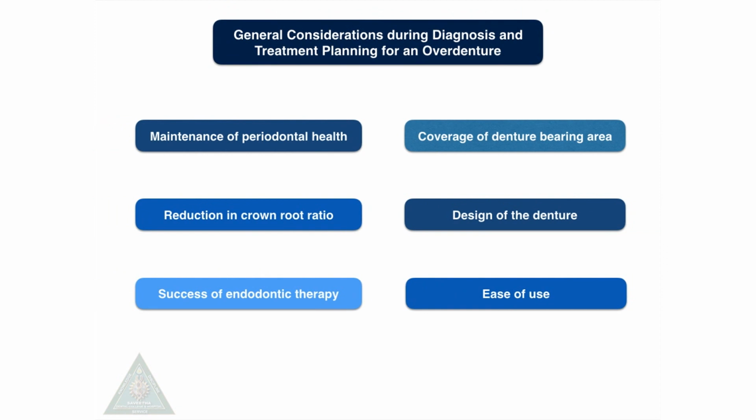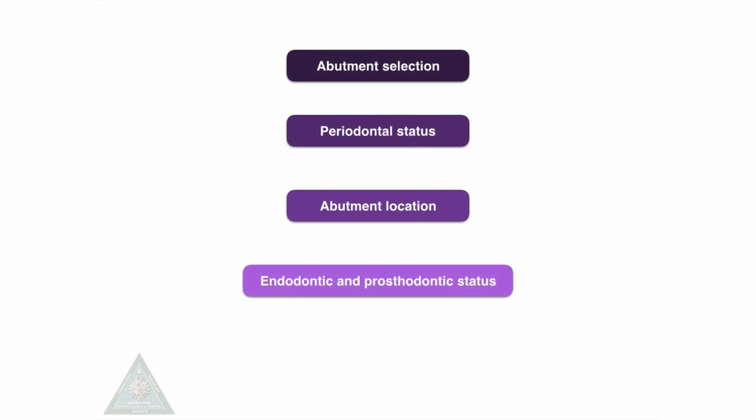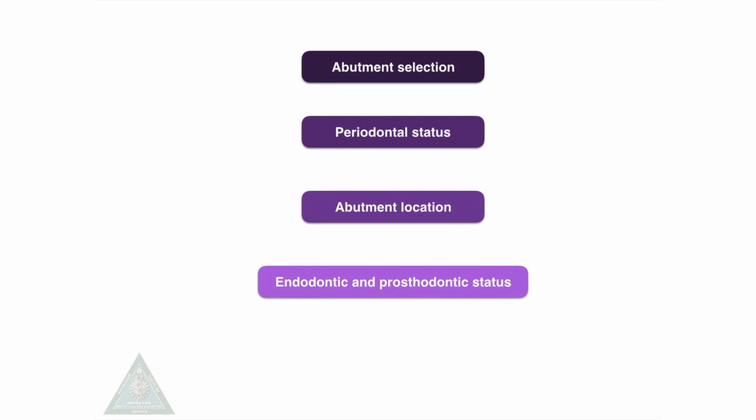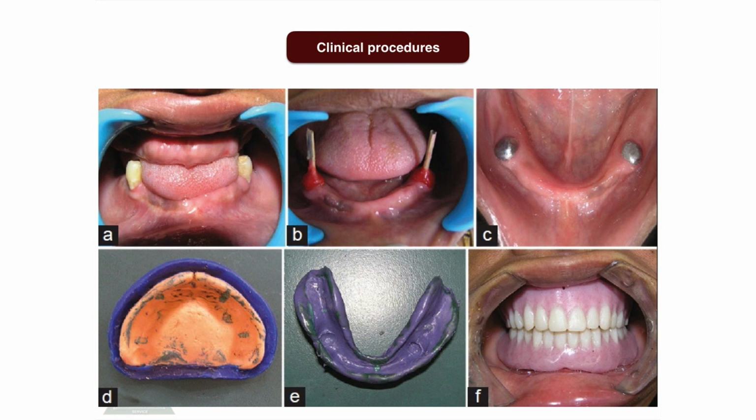General considerations during diagnosis and treatment planning for an overdenture include maintenance of periodontal health, reduction in crown root ratio, success of endodontic therapy, coverage of denture-bearing area, design of the denture, and ease of use. Abutment selection criteria include the periodontal status of the abutment, the location of the abutment, and the endodontic and prosthodontic status of the abutment. Clinical procedures include preparation of the natural teeth to receive the copings, and then the remaining procedures follow the normal fabrication of a complete denture.